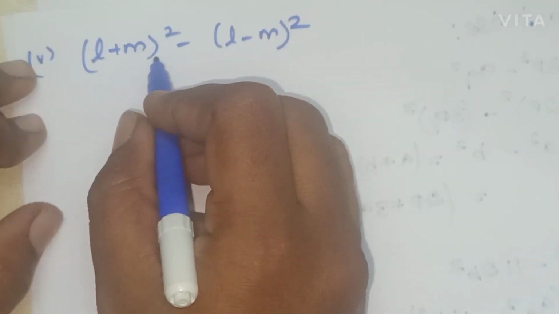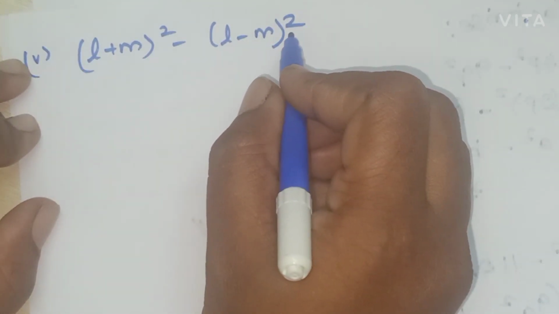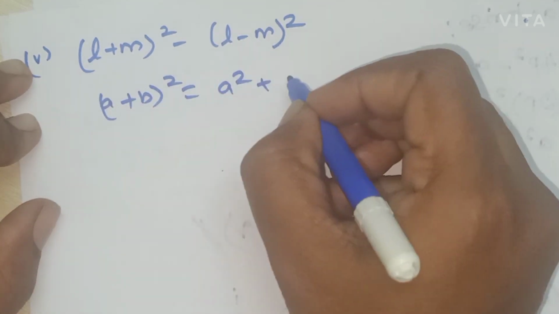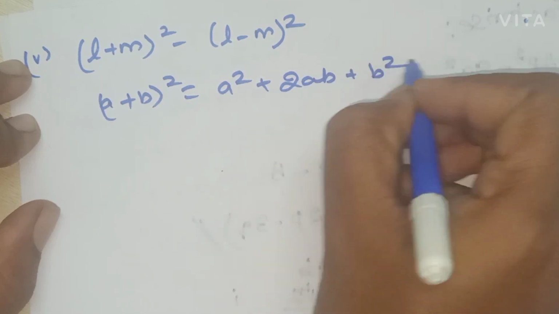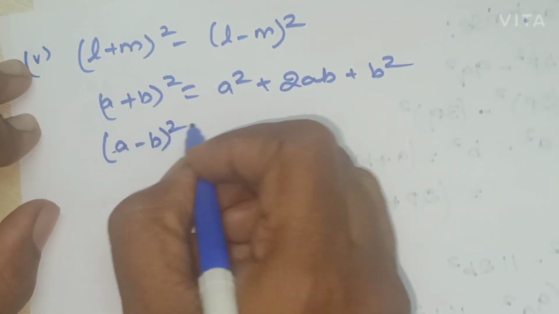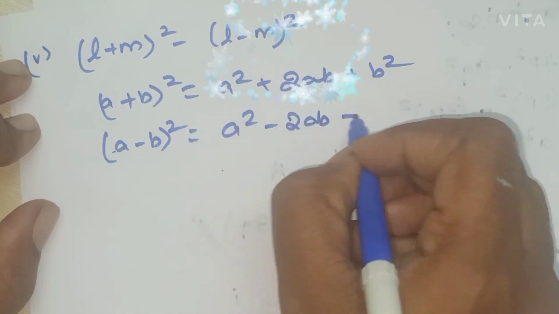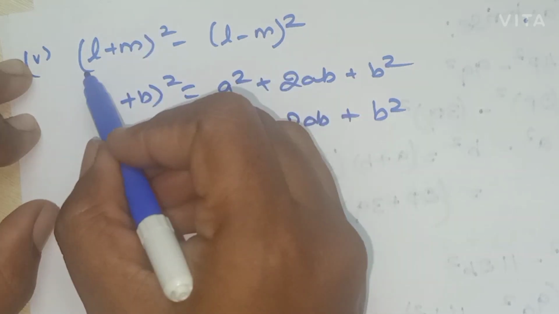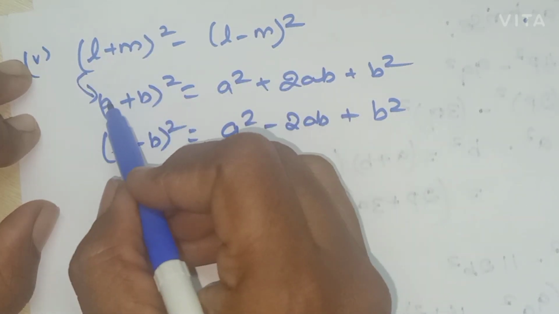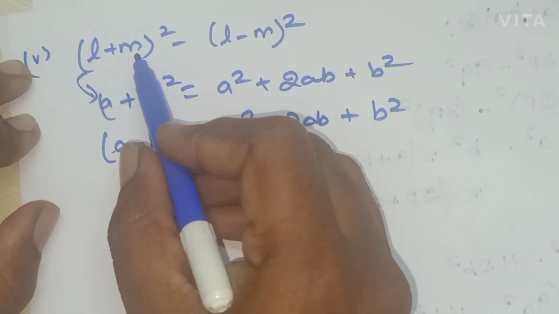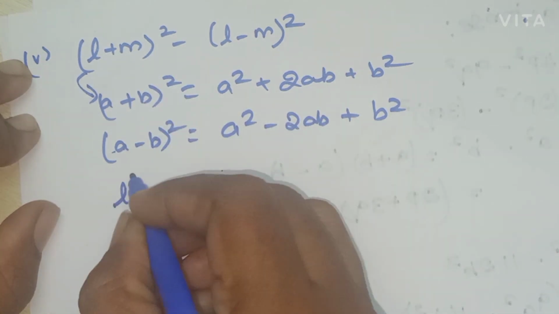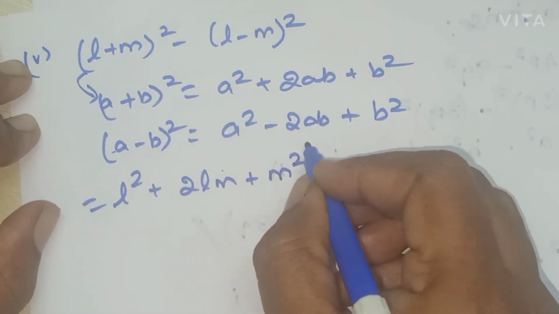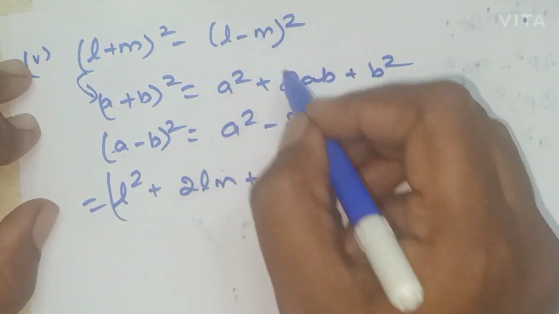Subdivision 5. L plus m the whole square minus L minus m the whole square. Now we know the identity that a plus b whole square is equal to a square plus 2ab plus b square, and a minus b whole square is equal to a square minus 2ab plus b square. So here the first term L plus m the whole square is of the form a plus b whole square. So in the place of a we have L, in the place of b we have m. So we can apply it as L square plus 2lm plus m square.